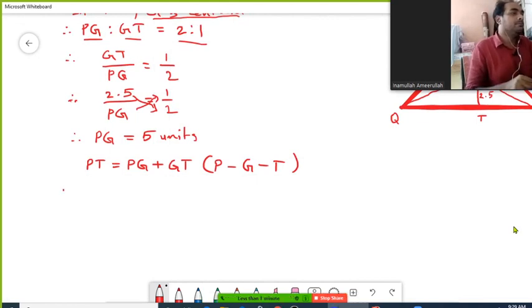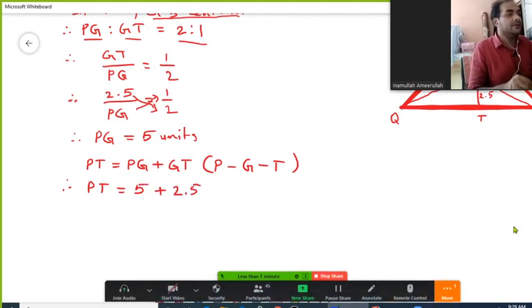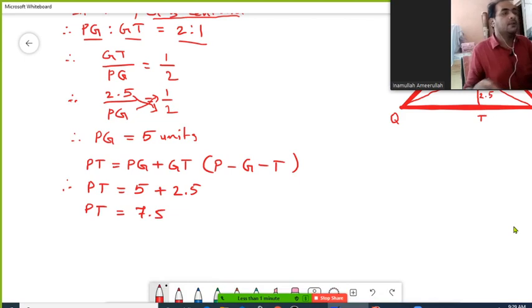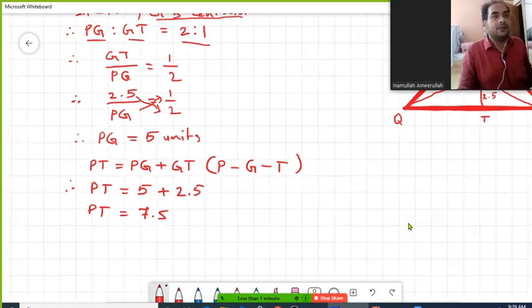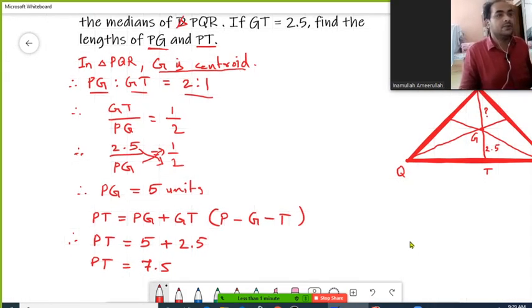So we have PG as 5 units, GT as 2.5 units. So this way we can have the length of PT, which will become 7.5 units. So the length of PG is 5 and PT is 7.5, and this is all about this question. This is the complete solution of this question. So this way you can solve this question.